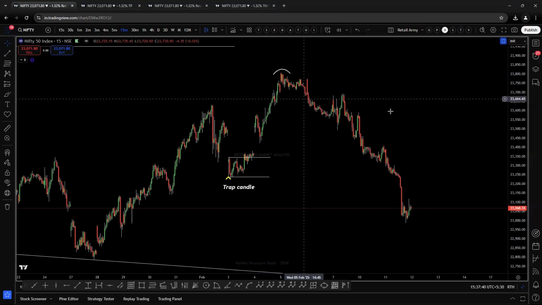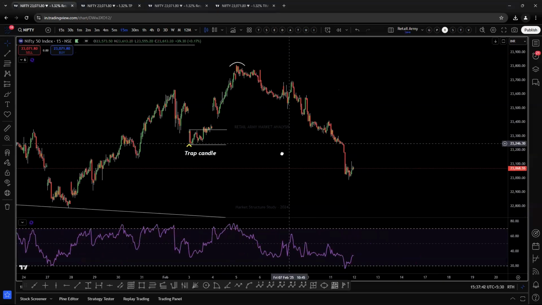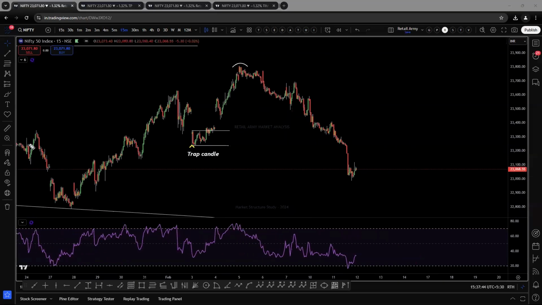Quickly, let's look at the market here. What is happening here? Trap candle first, the trap candle theory which I told you. We caught this trap candle live. We watched the market go higher. I told you 100% this will get retested.